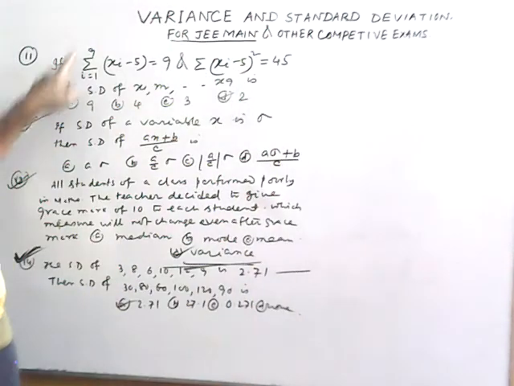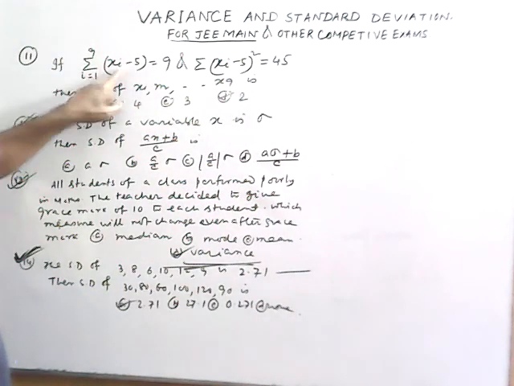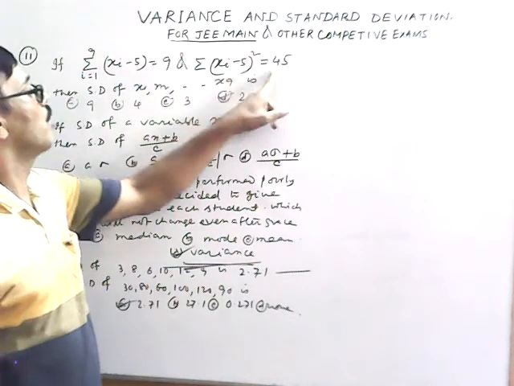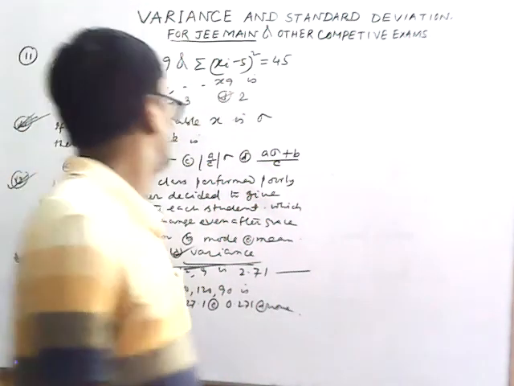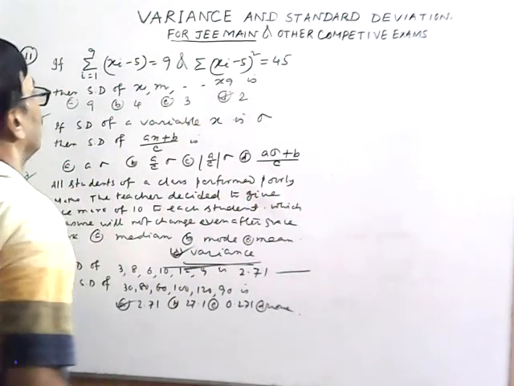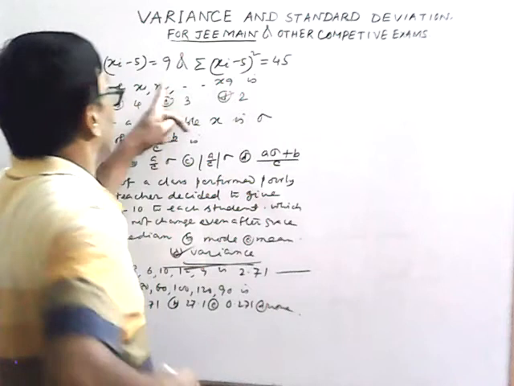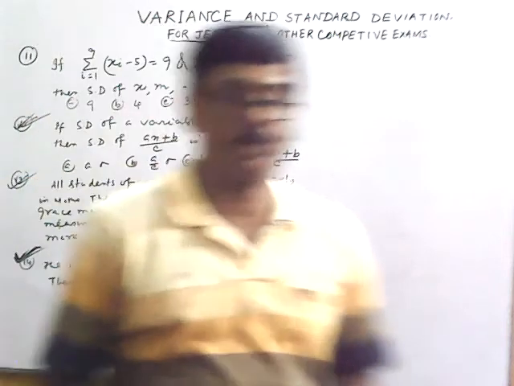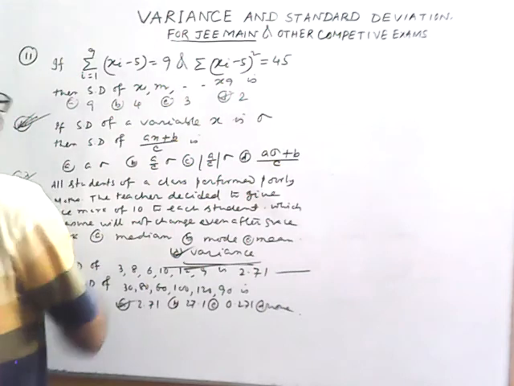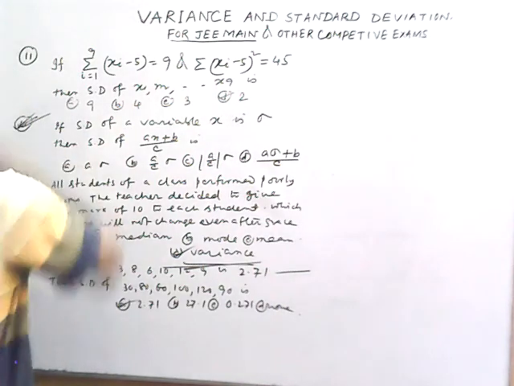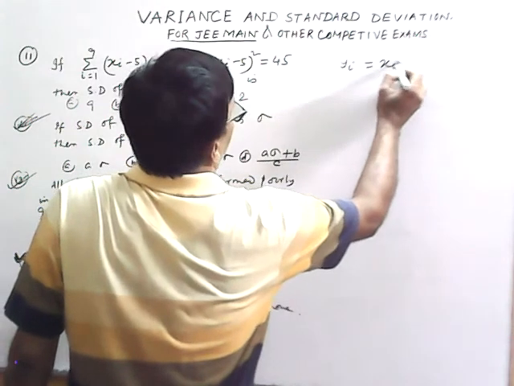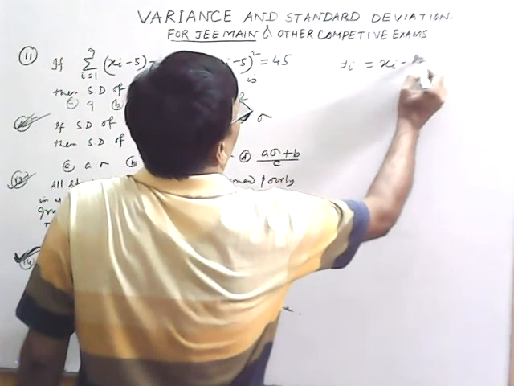So if the summation for i equals 1 to 9 of xi minus 5 equals 9, and the summation of (xi minus 5) whole square equals 45, find the standard deviation of xi, not xi minus 5. So this is also a problem of the earlier type. If we consider yi equals xi minus 5.